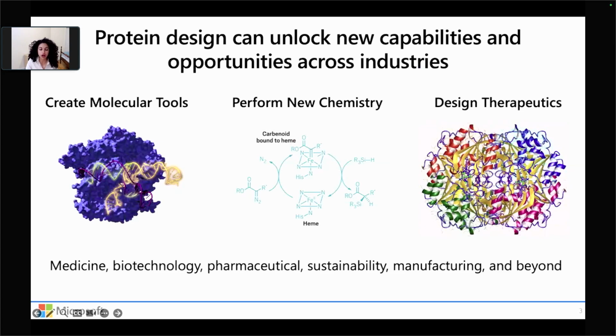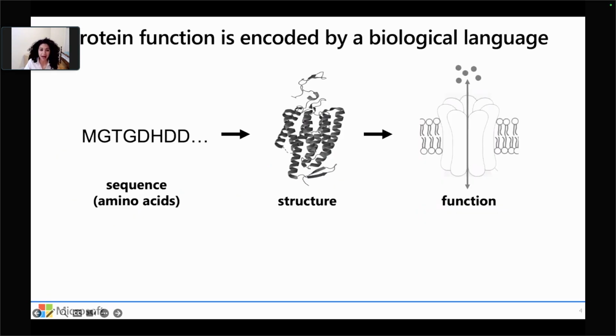This generative ability would unlock tremendous opportunities across applications, sectors, and industries relevant to the molecular world, from how we design new proteins as new molecular tools, like CRISPR-Cas systems for genetic engineering, to engineering new proteins and enzymes that can perform new chemistry that's not seen before in nature, to eventually designing new therapeutics for diseases like cancer, autoimmunity, and beyond.